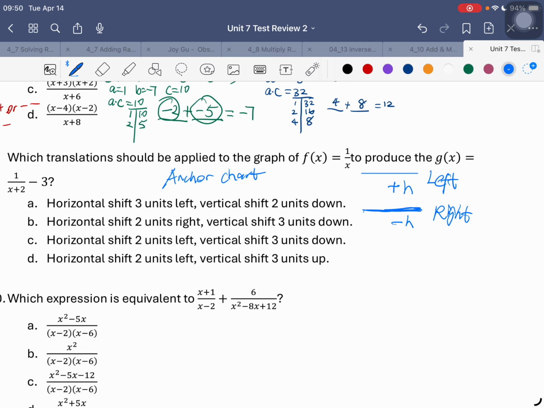And the k is what's after the house. If after the house you have a positive k, you go up. If after the house you see a negative k, you go down.